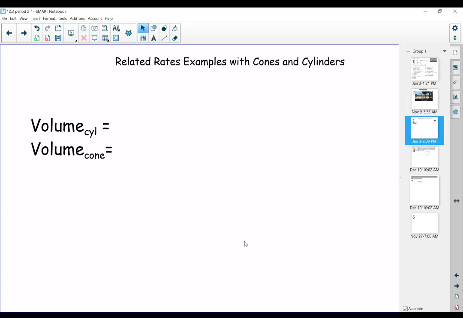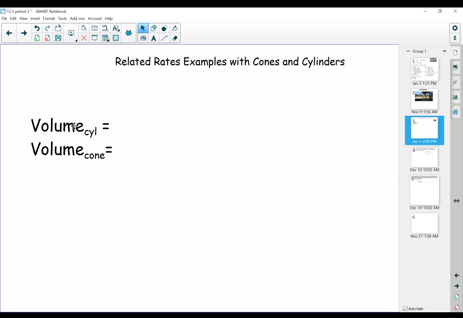Okay, so today we're going to be focusing on related rates examples that deal with cones and cylinders. So cones and cylinders have special properties that make them different than some of the other situations. I know we've done a lot of right triangles and angles and rectangles and circles, but cylinders and cones, and specifically dealing with the volume of those, are going to be a little bit different.